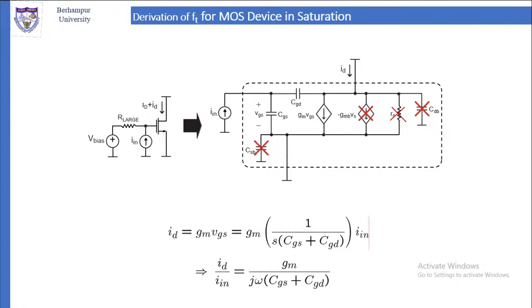Now you can find out the ratio between ID and IN. So ID by IN will be equal to GM by S into CGS plus CGD, and S is equal to J omega. So ID by IN is equal to GM by J omega into CGS plus CGD.